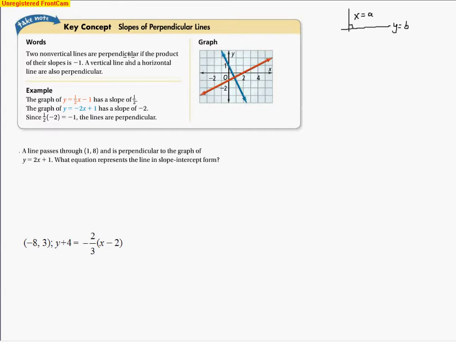So they talk about this concept where you multiply the slopes to make negative 1. Here's an example. The graph of y equals 1/2 x has a slope of 1/2. Negative 2x plus 1 has a slope of negative 2. If you multiply them, you get negative 1. That's true.